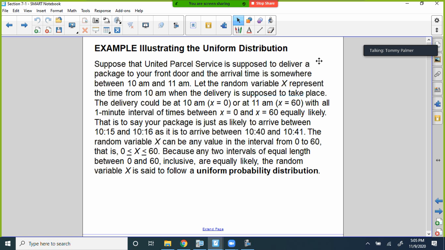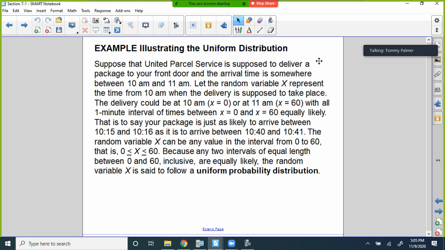The post office is supposed to deliver a package to the front door, and the arrival time is somewhere between 10 a.m. and 11, right? So let variable X represent the time from 10 when the delivery is supposed to take place, right? Which would be 11. So X equals 0 is 10, X equals 60 is 11, right? 60 minutes. Well, and you split it up with all 1 minute intervals in between 0 and 60.